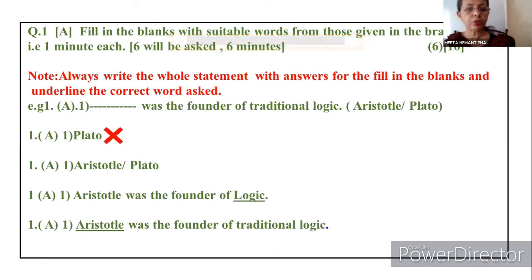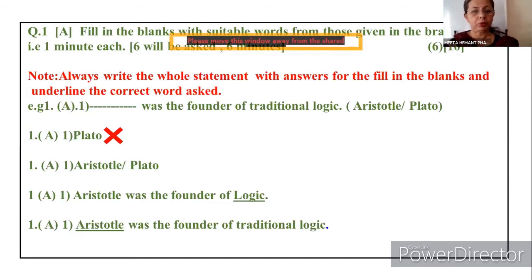Okay. Now suppose you write only the answer. Say options given are Aristotle and Plato. If you write only Plato, then it will be wrong. If you write Aristotle and Plato and keep, then also it will be wrong. If you write Aristotle was the founder of logic and you underline logic instead of Aristotle, then also it will be wrong.